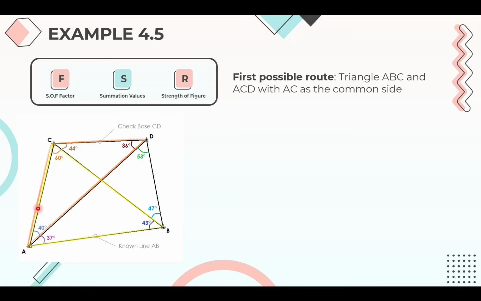Okay, you guys, so this is our first possible route, triangle ABC and triangle ACD, with AC as the common side. Okay, so there will always be two triangles involved, and that's why it's a chain of triangles, right? So our first triangle is triangle ABC, this yellow triangle here, and our second triangle is triangle ACD, which is this orange triangle here. Remember the logarithmic sign, right?